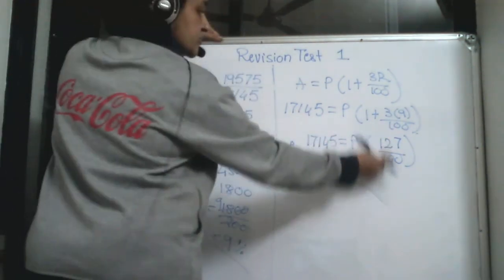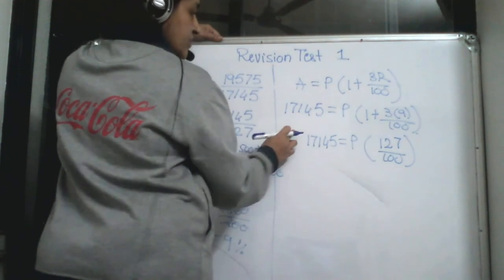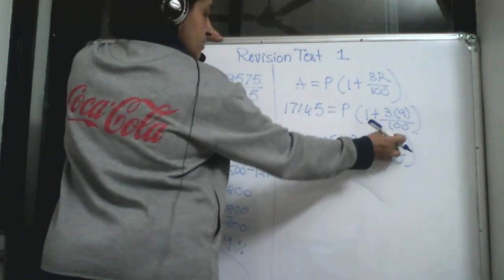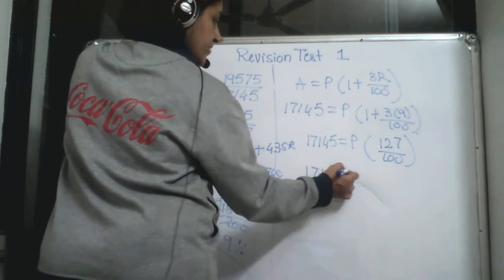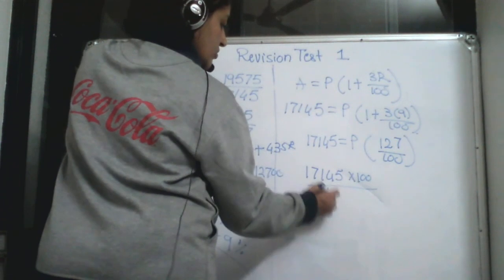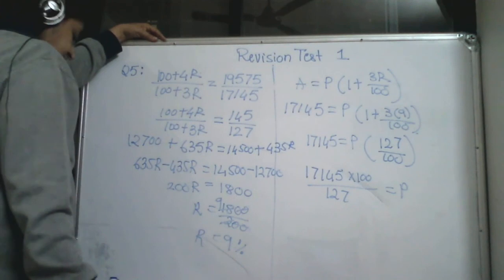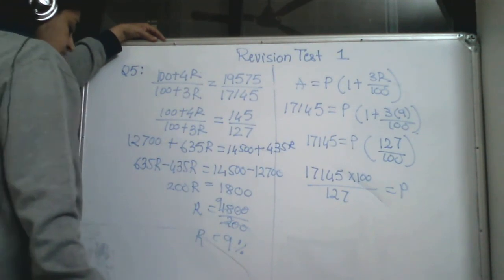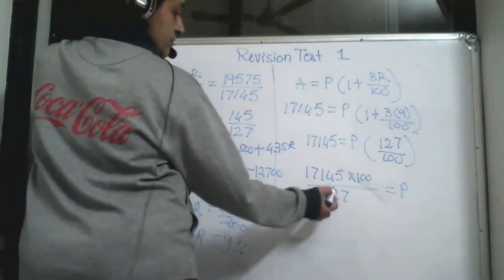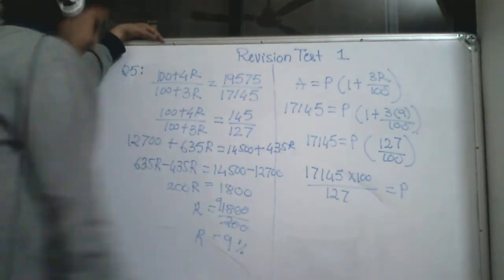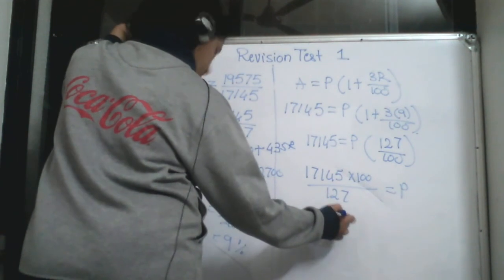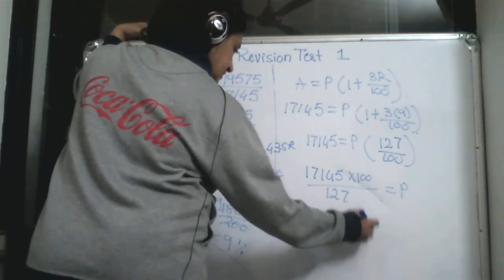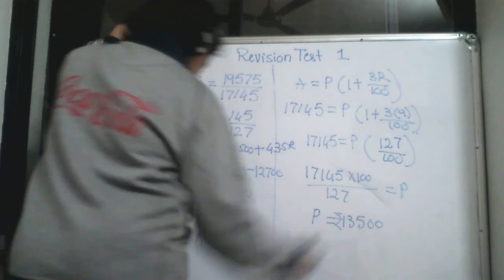So now transpose these two numbers. This is division, it becomes multiplication. This is in multiplication, it becomes division. What does that mean? 17145 into 100 upon 127 is equal to P. Now when you divide by this 127, you are going to get 135. How? You will understand once you start dividing it. You are going to get 13500 as your answer.